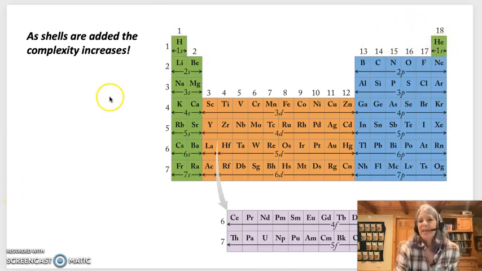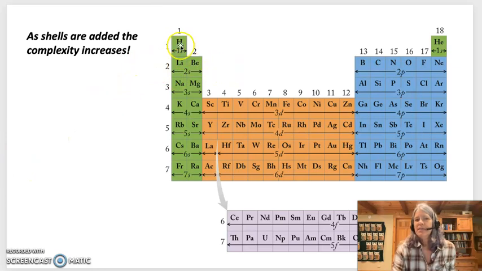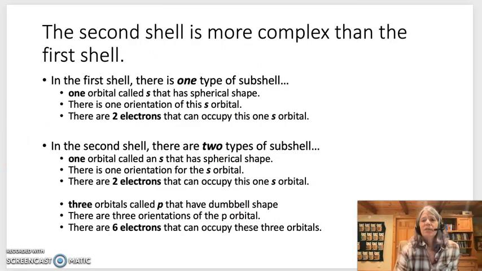Now, as I said, when we add shells, it becomes more complex. We can see here that in the second row, instead of just 2 elements, we have 1, 2, all the way across, 3, 4, 5, 6, 7, 8. So that's what I mean by more complex. In that first shell, we had one type of subshell. We had one orbital called s that has a spherical shape. We had one orientation for that s orbital, and we put 2 electrons in that s orbital. That's how we got hydrogen and helium.